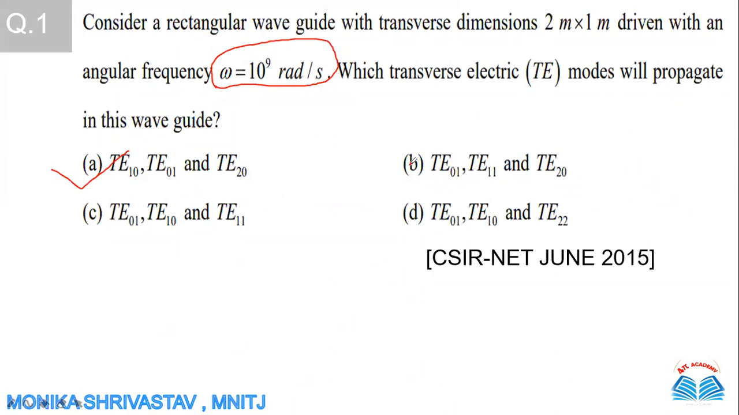01, 11 and 20. No. 11 is here, it is discarded. 01, 10, 11, again it is discarded. 01, 10 and 22, again it is discarded. So yes, the right answer will be option number A.